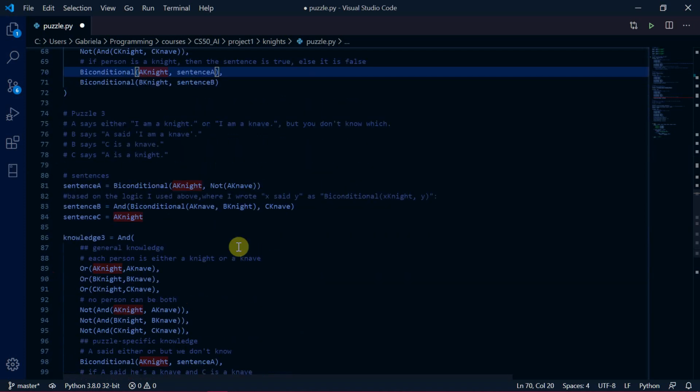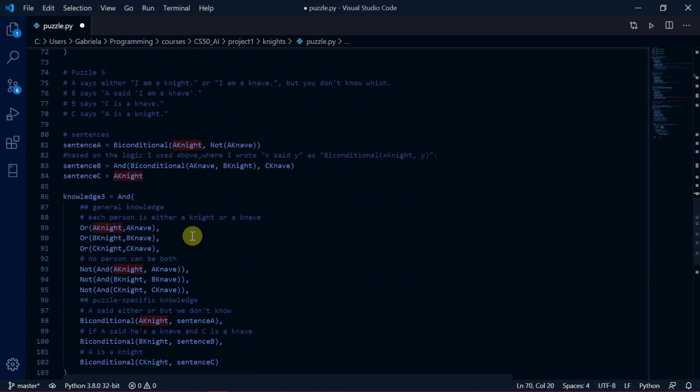And then in the final puzzle, there are three people, A, B, and C. A says that he's either a knight or a knave, but we don't know which. So it's a biconditional: if he's a knight, then he's not a knave, and if he's not a knave, then he's a knight. Sentence B is a biconditional where B says two things, so that's why there's an AND statement.